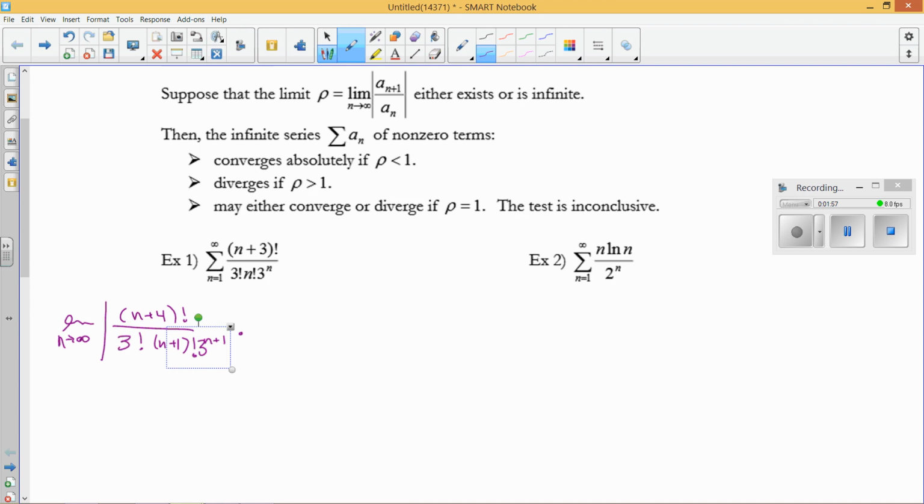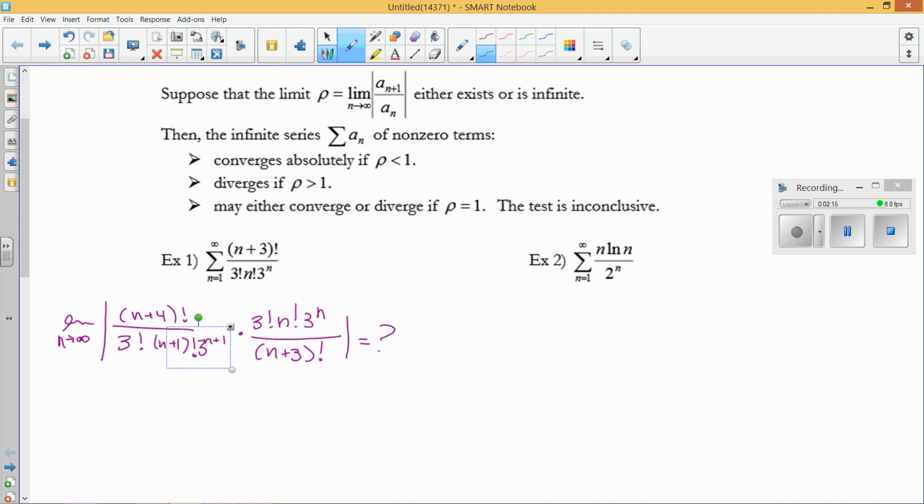Remember that we had a sub n plus 1 divided by a sub n. It's like times the reciprocal of a sub n. So we have 3 factorial n factorial 3 to the n and then n plus 3 factorial. And then we basically want to know, what does this equal?